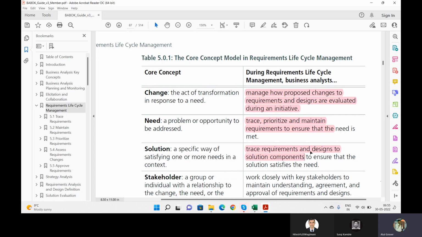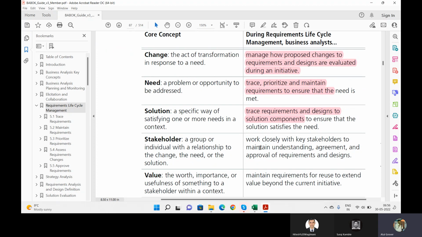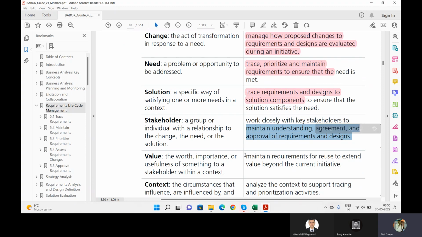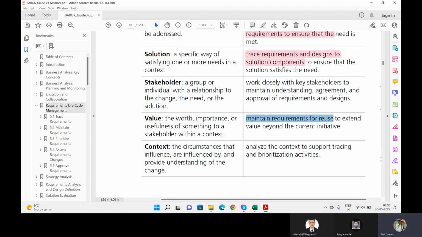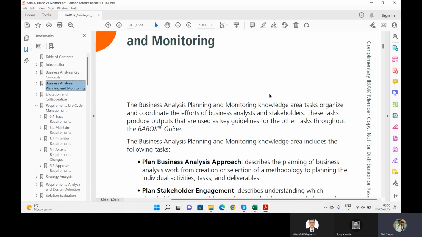So they are dividing these BACCM concepts as per my requirement planning part as well. Stakeholder: work with the stakeholder to understand and maintain the requirement and design approvals. And at last, value: maintaining requirements for reuse to extend the value of the current initiative. And finally, context, which helps with the prioritization and the activities. So this BACCM model, I guess, is available in the monitoring as well. If I go, let's check here.